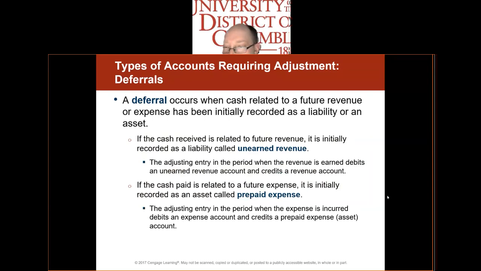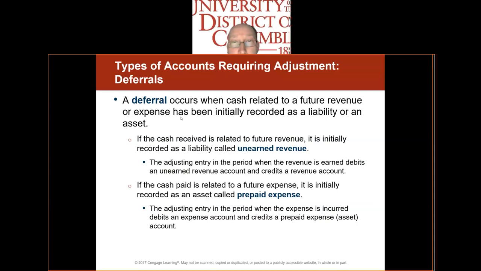So again, just think about accounts payable and accounts receivable as those contra-flow accounts. They go up and down based on when you're receiving payment or paying, right?